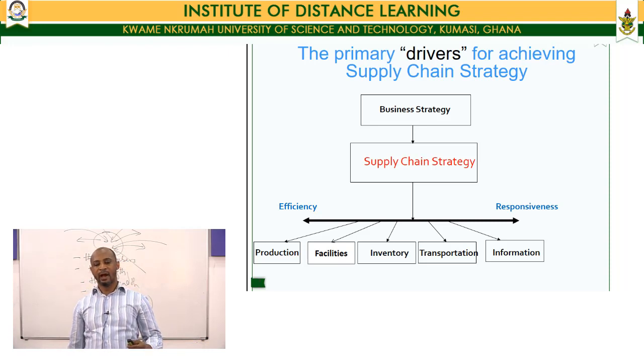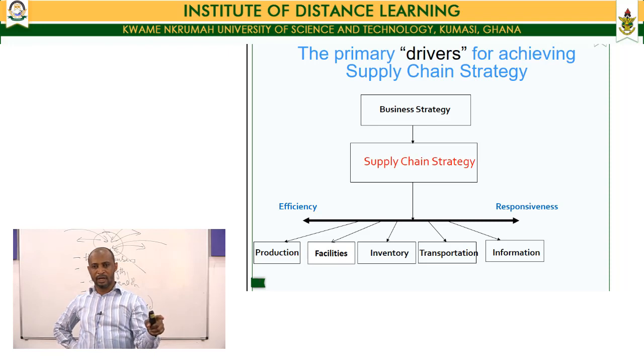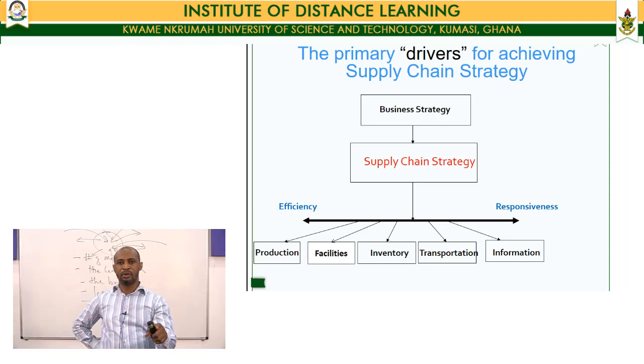So after this slide, now ask yourself, draw this chart for your organization. What is the business strategy? And what has been the supply chain strategy of your organization? Is it responsiveness or efficiency? If you are not sure which one it is, just look at production.